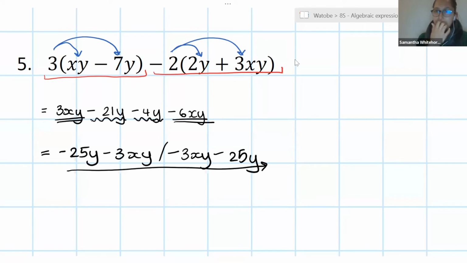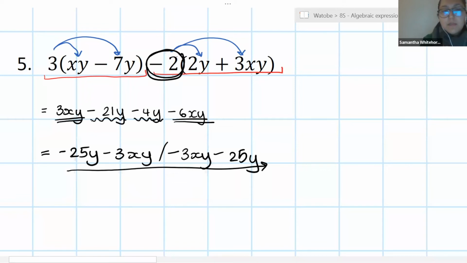Scarlett, do you have a question? Yes, ma'am, I do. Thank you for answering. I was just wondering, for that specific question, I'm confused about, it says here -2 in brackets, -2 times 2y. So isn't it supposed to be a plus? Because I'm not sure. Okay, so just remember that this negative is attached or belongs to that 2.